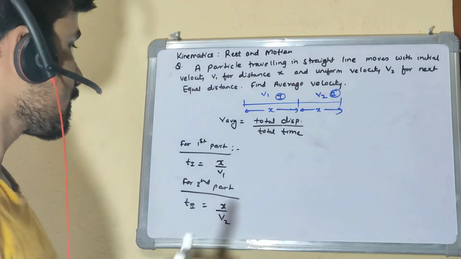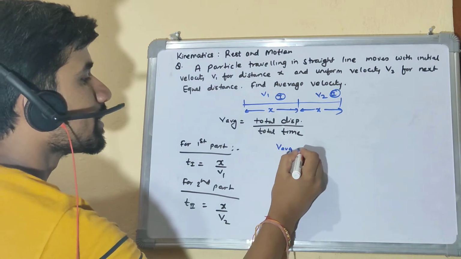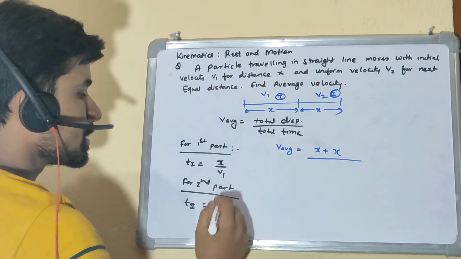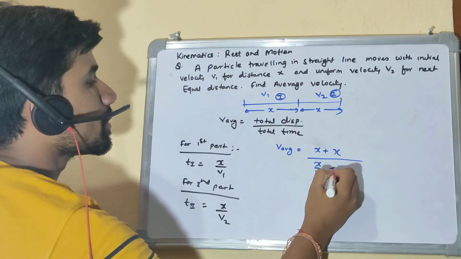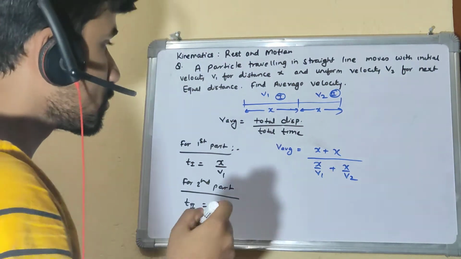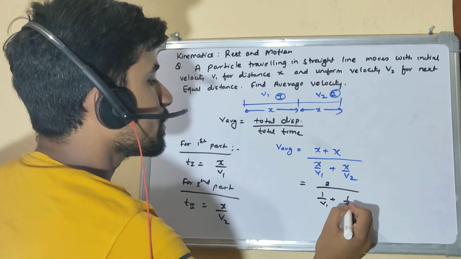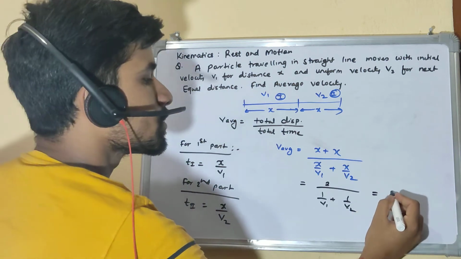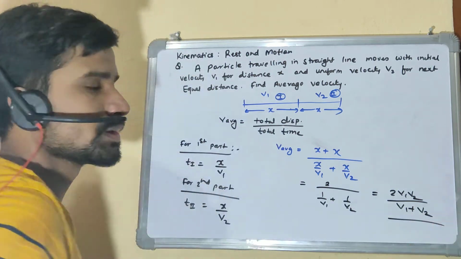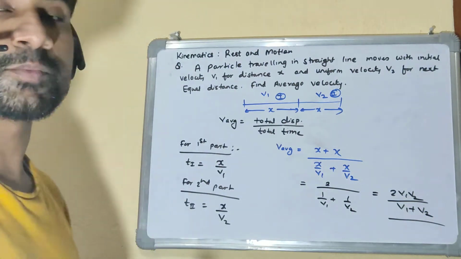Now we can easily calculate the average velocity. Average velocity is nothing but x plus x, the total distance, over t1 plus t2, which is x by v1 plus x by v2. This is my total time in the motion. So it becomes 2 upon 1 by v1 plus 1 by v2. X will cancel out. If I solve it analytically, it becomes 2 v1 v2 by v1 plus v2. This is how we will find the average velocity for this type of motion.